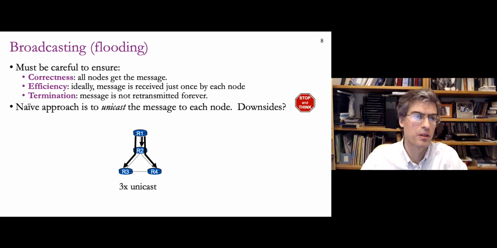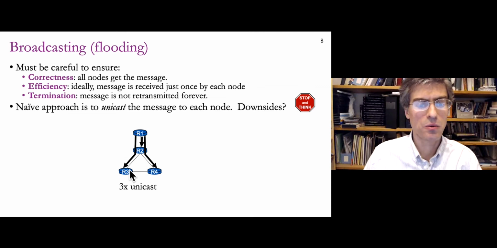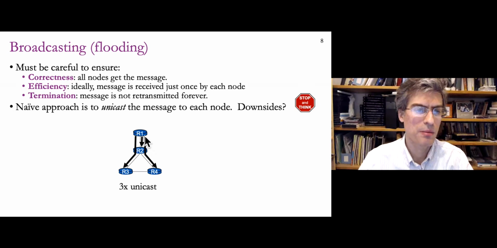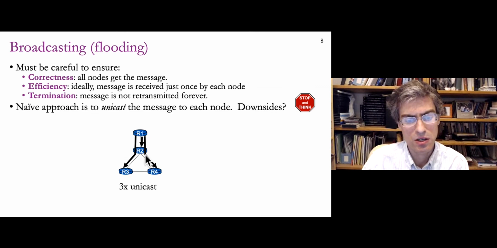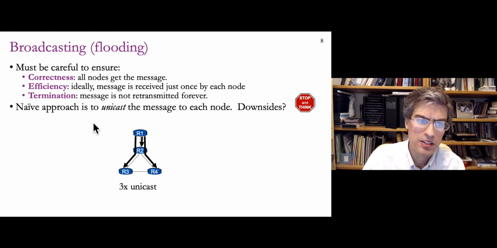Okay. So with broadcasting, and we're using flooding as a synonym for broadcasting, we have a message that, let's say, is starting at this node R1. And we want it to go to all these other nodes. If you did actually know the structure of the network and you had information to share, you could take a message and compose three messages and address them to the three destinations, R2, R3, and R4, and send them out. So that's a naive approach to a broadcast.